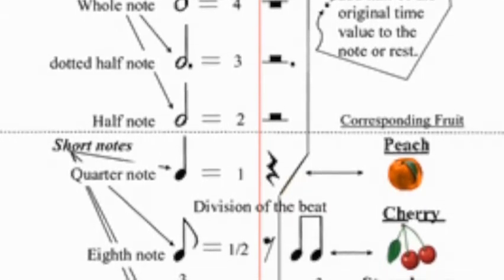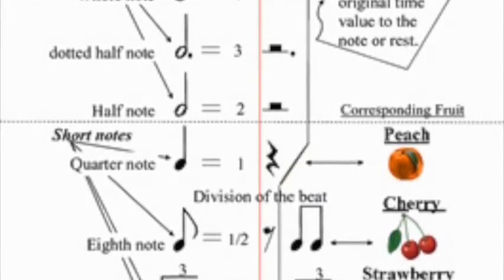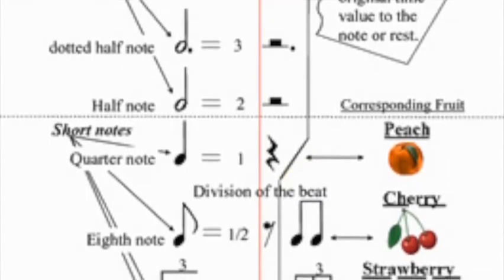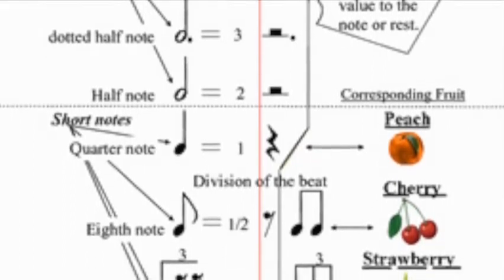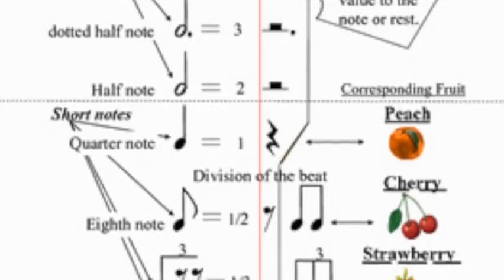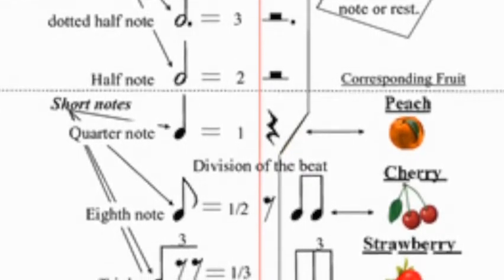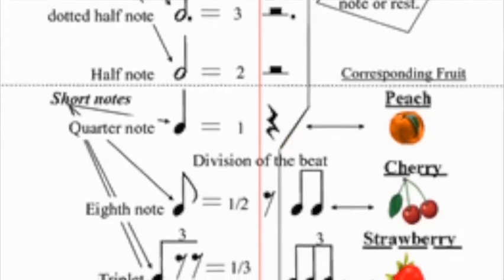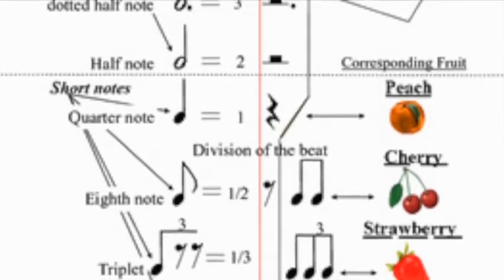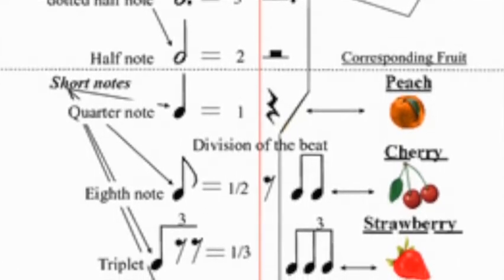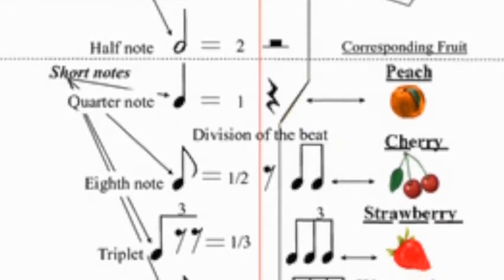Quarter note's where we bring most of our beats today. We've got quarter note, 1 count, 1 beat, and we use a 1-syllable word for that. So most of the time we're using plum, plum, plum, plum, but here they have peach. Next one down, 1/8 note, 2 notes per beat, so it's a 1/2 count per note. Cherry, cherry, cherry, cherry, apple, apple.